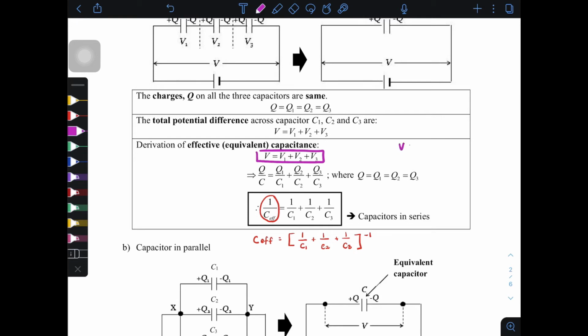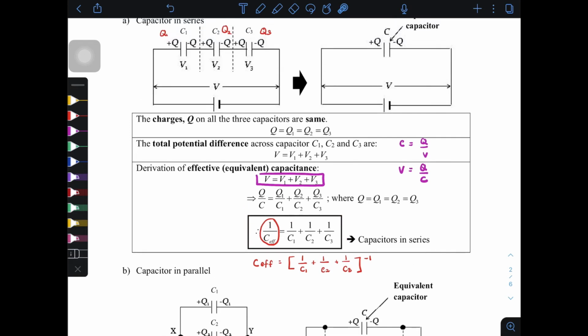And kita tahu V is equals to Q over C, from equation C equals to Q over V. Okay, so bila kita gunakan this equation, kita substitute je dalam V, kita akan dapat Q over C, Q1 over C1, Q2 over C2, Q3 over C3. Disebabkan Q-nya Q yang sama, kita boleh keluarkan dan kita cancel, kita akan dapat 1 over C sahaja. Okay, so this is how we get the equation for C effective.